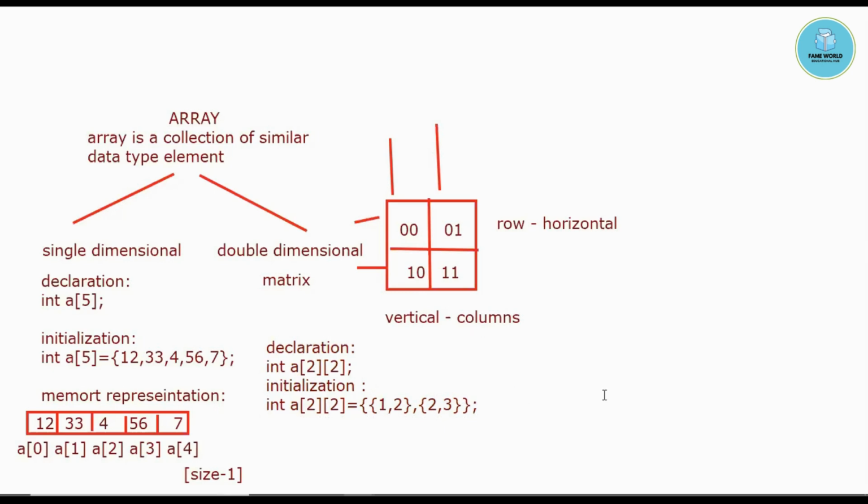In the case of memory representation, the values are stored in the linear way only, like in a single row only the values are stored. But when we print it, when we represent it, we print it in the matrix format, that is the tabular format which I have drawn. This way we will print it, but in the memory it is stored in a linear array only, just like the single dimensional array.